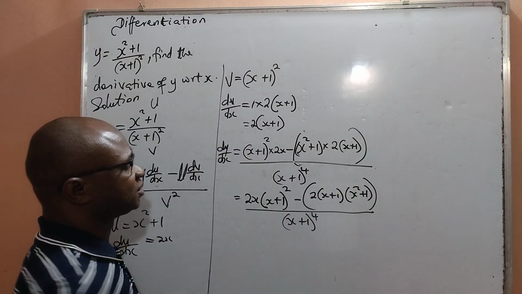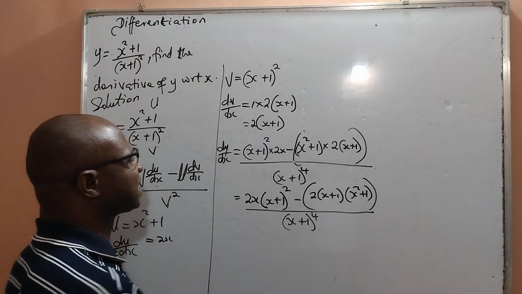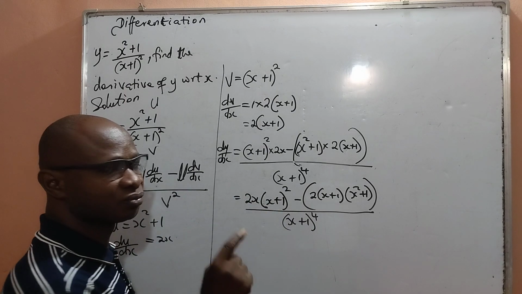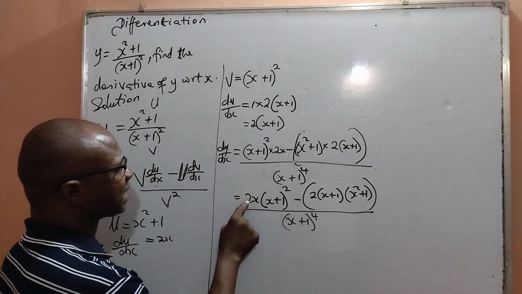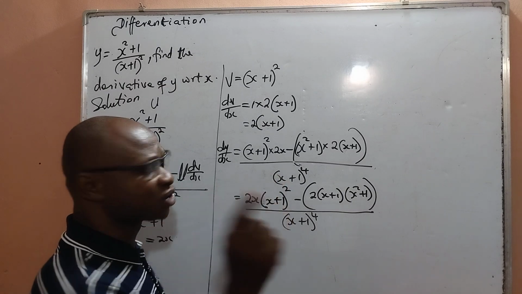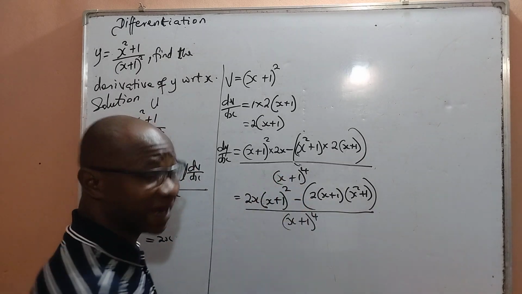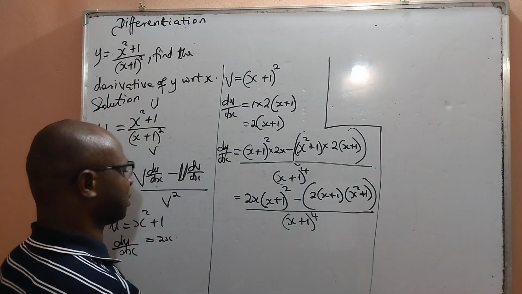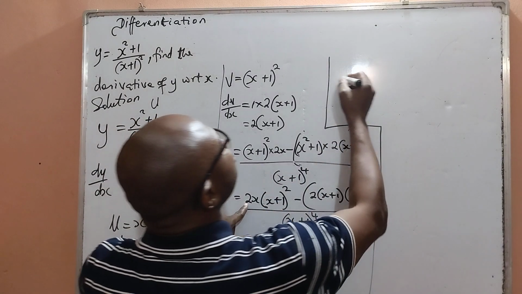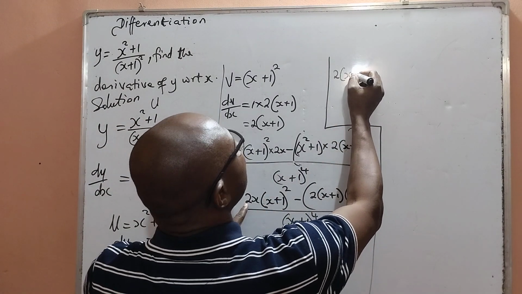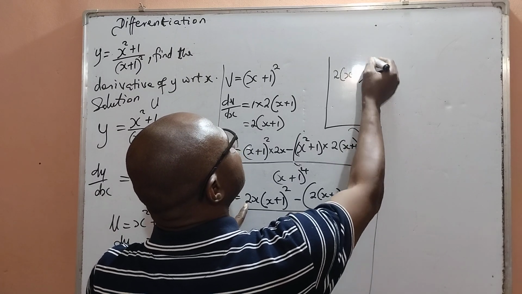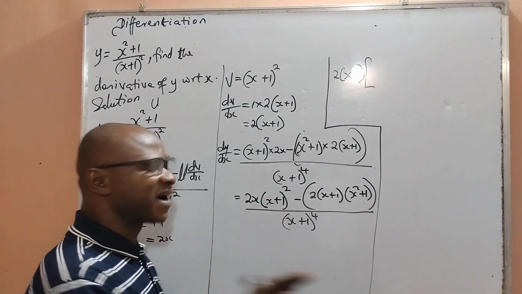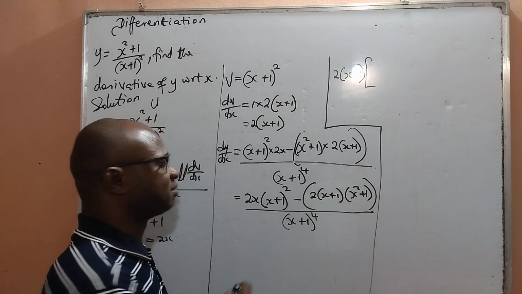If you look at what I have now, you can agree with me that something is common, and that is 2 into (x plus 1). I can see 2 here and also x plus 1. I can also see here 2 and the x plus 1. I can now factor it out. Factoring that out, what I will have is 2 into (x plus 1) factored out. Remember that x plus 1 is raised to power 2 here, so factoring one out will remain 1 inside the big bracket.